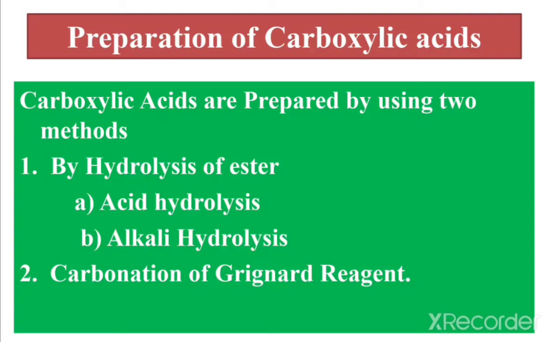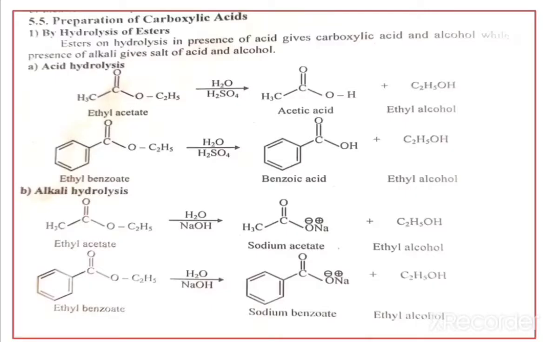First, we discuss the preparation of carboxylic acid. The carboxylic acids are prepared by two methods. Number 1, by hydrolysis of ester, in which A is acid hydrolysis and B is alkali hydrolysis. And another method, number 2, is carbonation of Grignard reagent. Now, first we discuss the preparation of carboxylic acid by hydrolysis of ester.